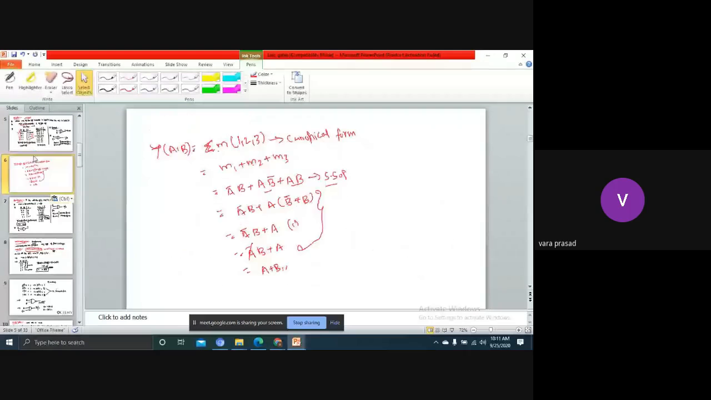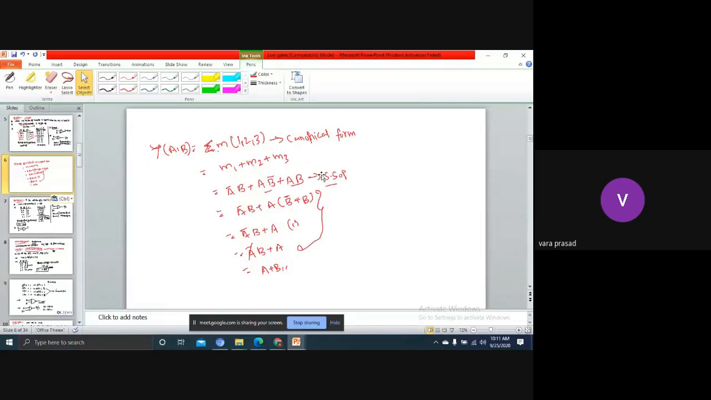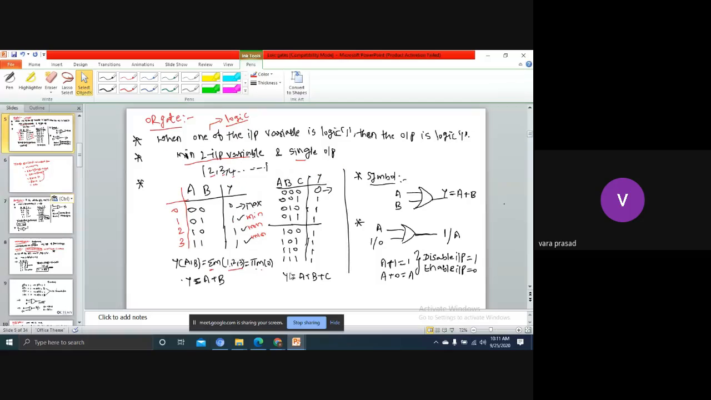See, this is summation m of 1 2 3. If I convert to standard SOP and apply Boolean algebra, I got A plus B. I don't want to take more length. I can write it simply. Listen here, summation m of 0 is there. Based on that I'm writing, because here 3 minterms are there. I don't want to waste the time.